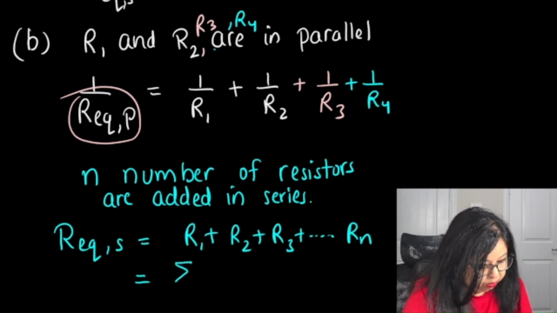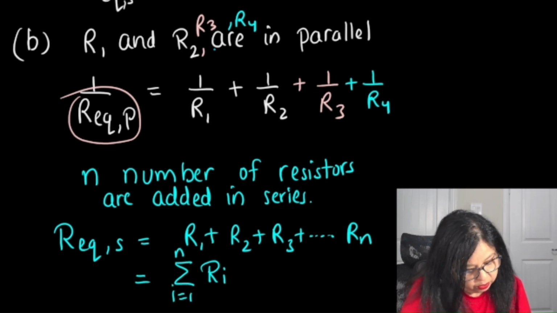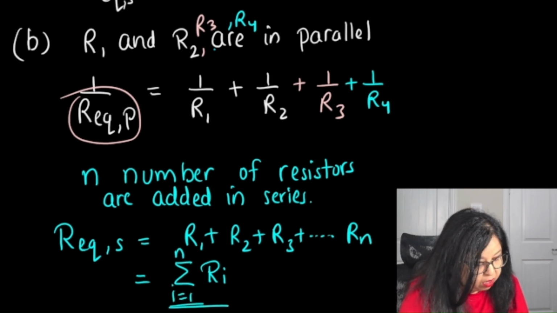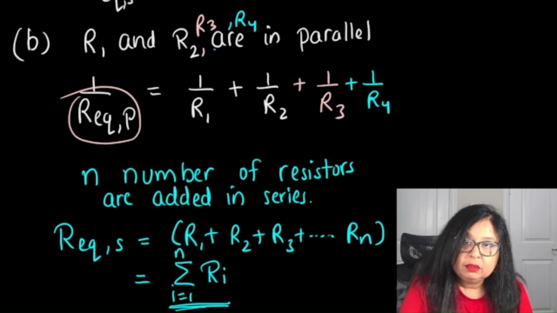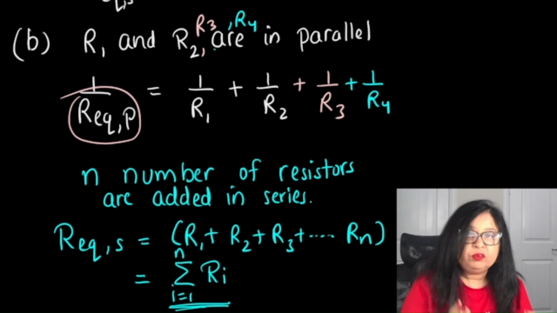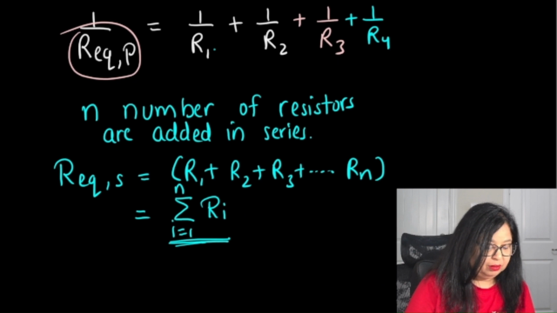You can write this as the summation of Ri, where i goes from 1 to n. So this is a compact form of writing this above equation. Hopefully you have seen the symbol for summation before. This is again a sigma symbol.